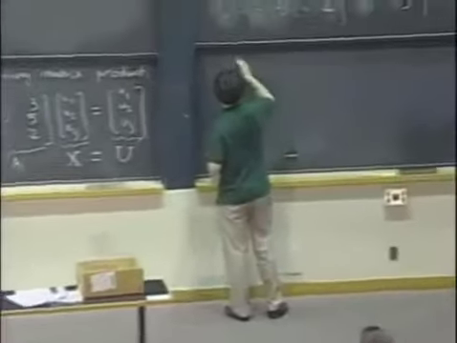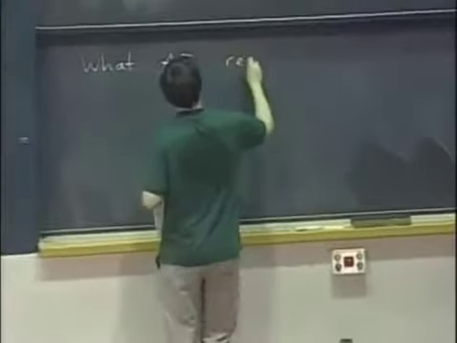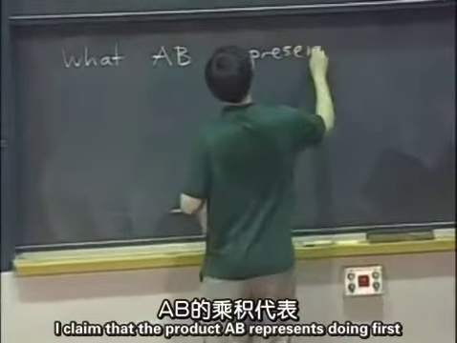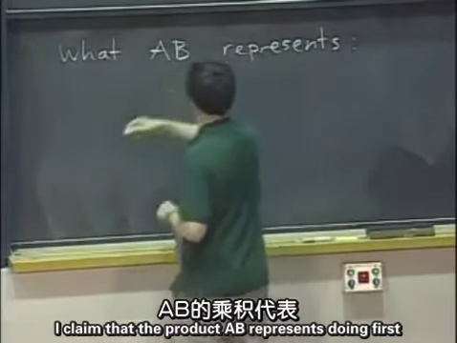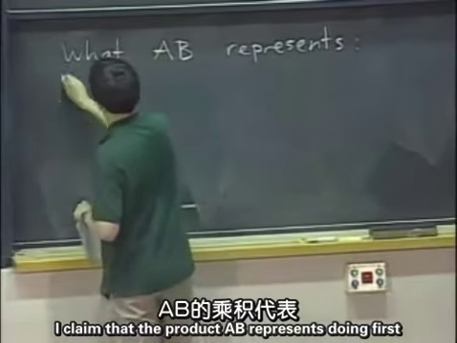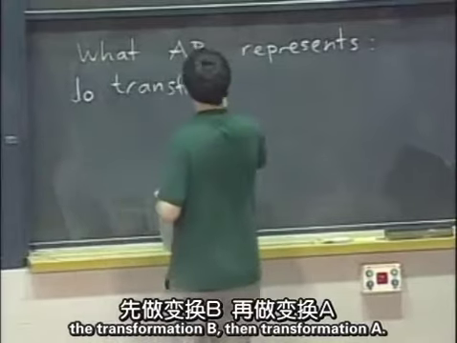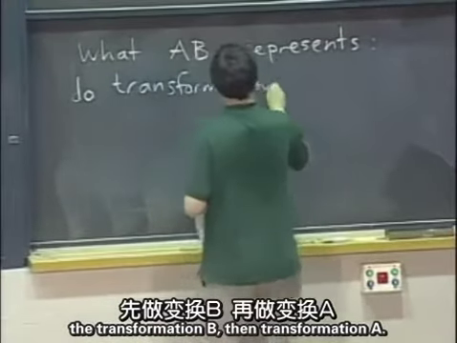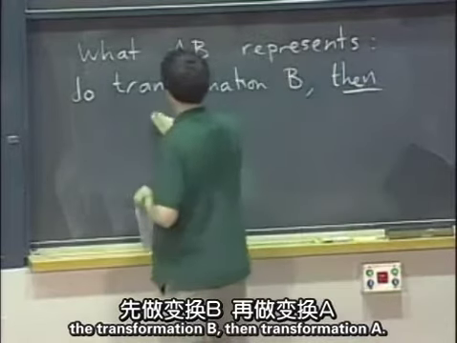So, I claim that the product AB represents doing first the transformation B, then transformation A.